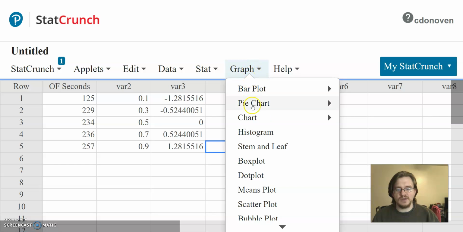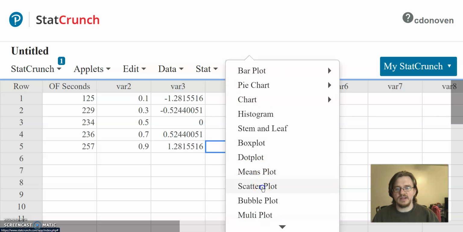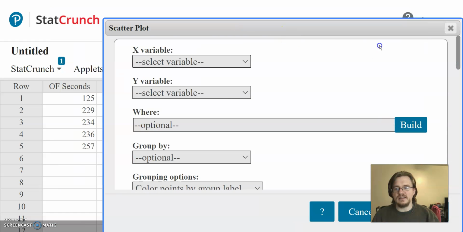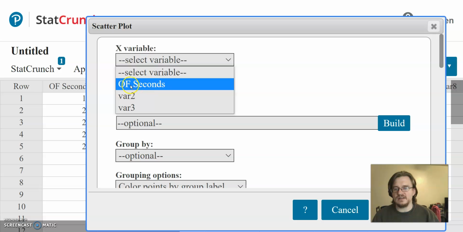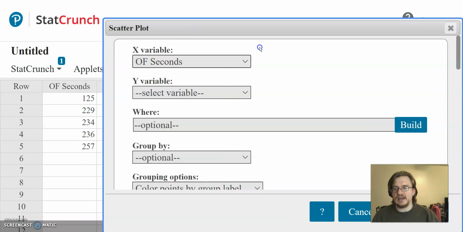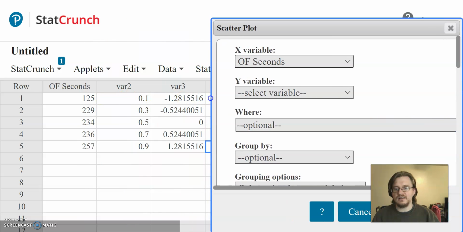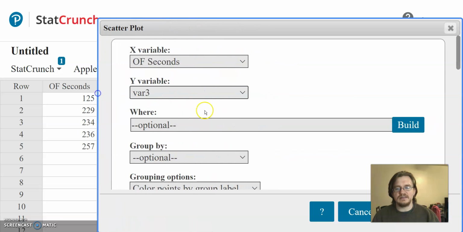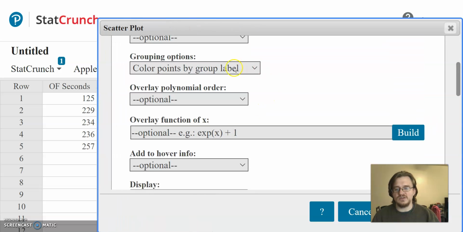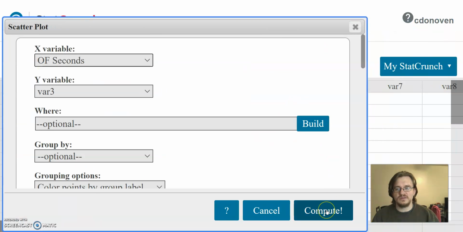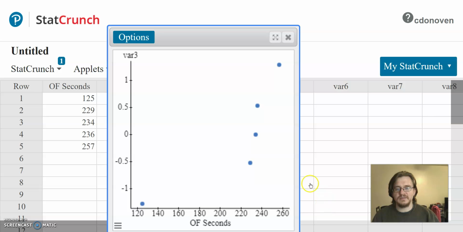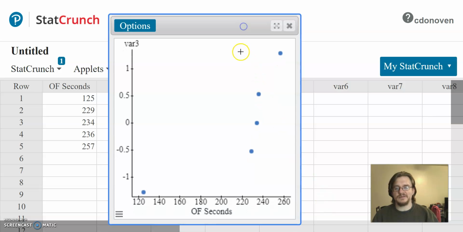The last step is to plot the graph. So we want to come over to graph. We want to make a scatter plot. And the first variable will be the seconds that Old Faithful erupted, and the y value is this column, which we hadn't named yet, so it's just variable 3. And there are no other options that we need to explicitly mess around with. So we will compute this, and we get ourselves this graph.